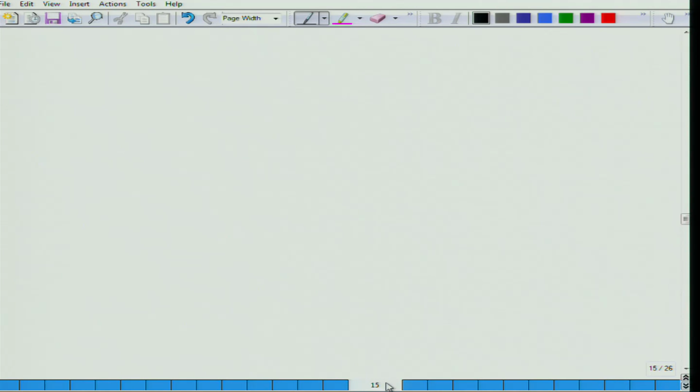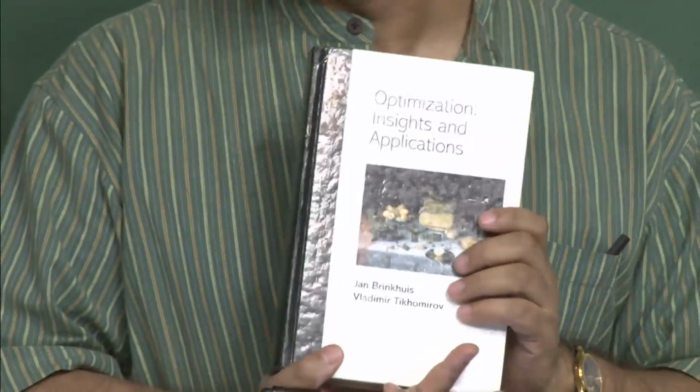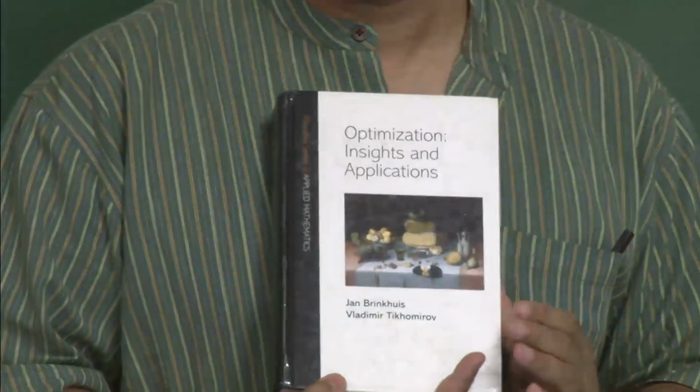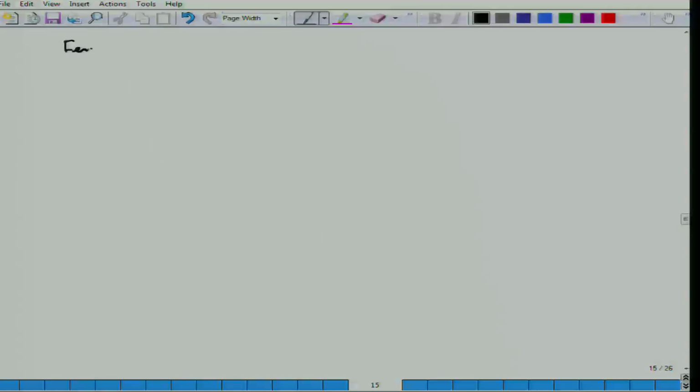So, let us give some more examples from Brinquist and Tikhomirov, a book which I have not only showed but recommended, a book which I want most of the readers who are sincerely interested in knowing about optimization theory to read. So, here we will describe the Fermat problem, a geometrical problem.